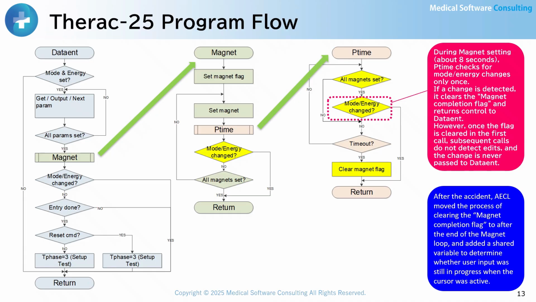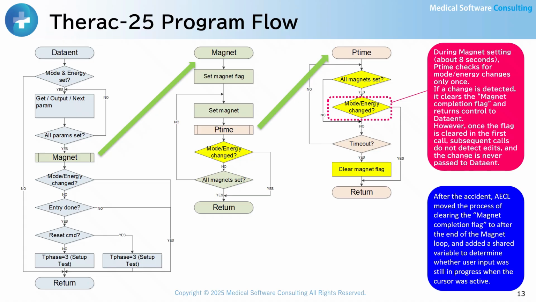Here, the operator's input for mode and energy is processed. Mode refers to the type of treatment, such as X-ray mode or electron beam mode. Energy specifies the strength of the radiation, for example 6 MeV or 25 MeV. This module first checks whether both mode and energy have been specified. If so, it retrieves and outputs the corresponding parameters. Once all parameters are set, control passes to the magnet module.